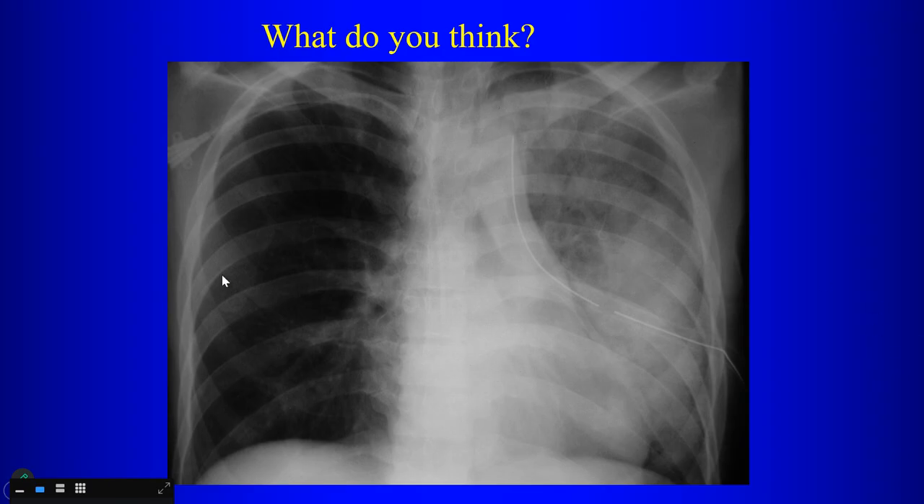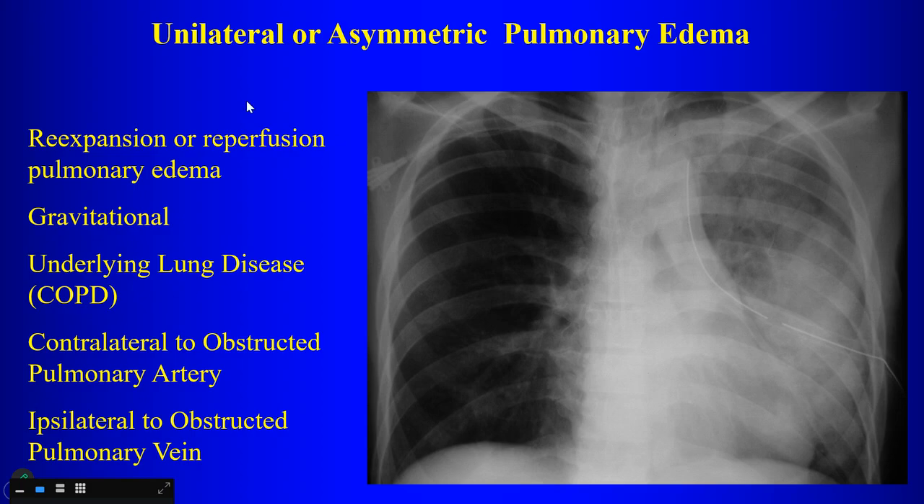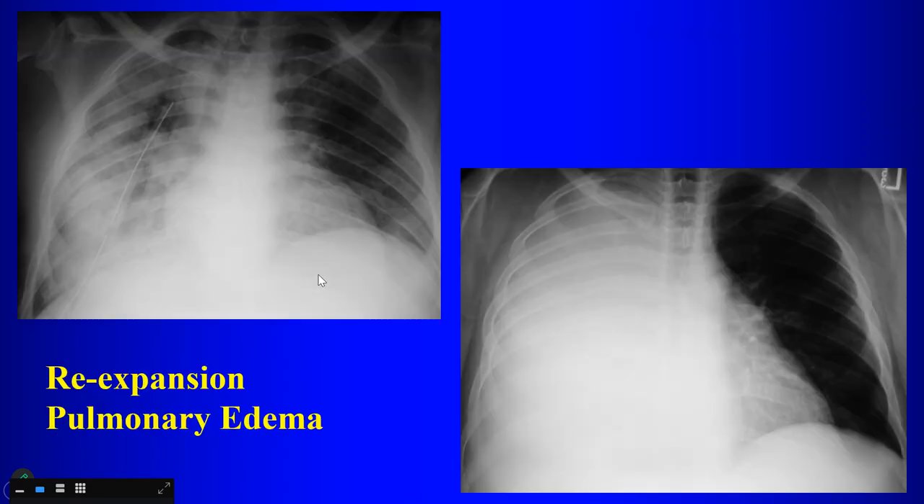Re-expansion pulmonary edema, right, or reperfusion pulmonary edema. So re-expansion or reperfusion pulmonary edema can occur if the patient had a pneumothorax or pleural effusion that was drained, the lung re-expands, and the rush of perfusion to that lung then results in pulmonary edema. There are other things that can also give you asymmetric pulmonary edema, unilateral or asymmetric pulmonary edema.